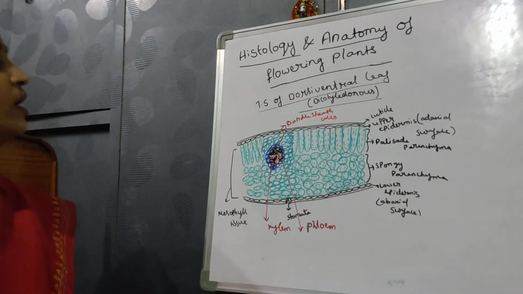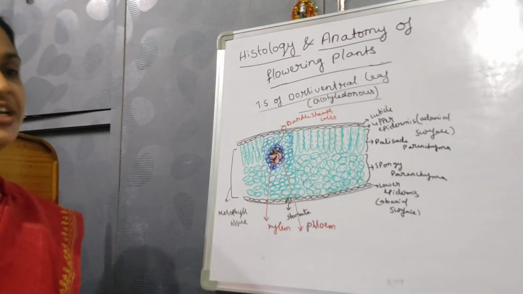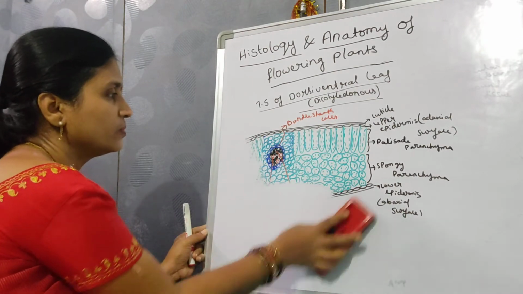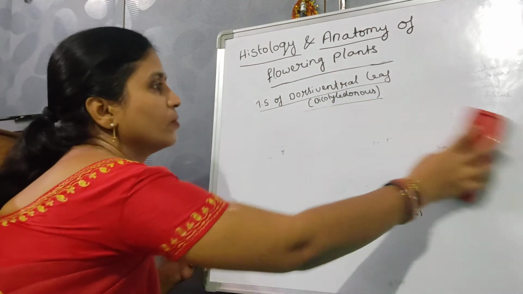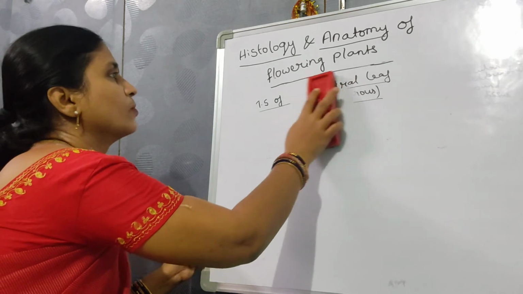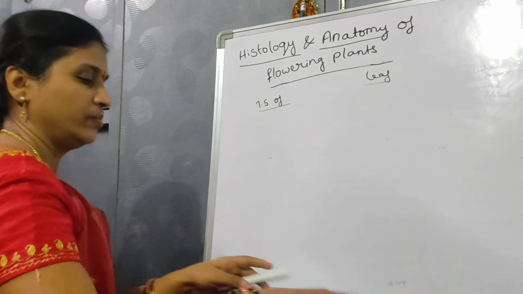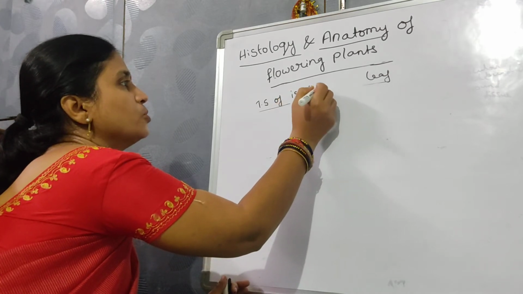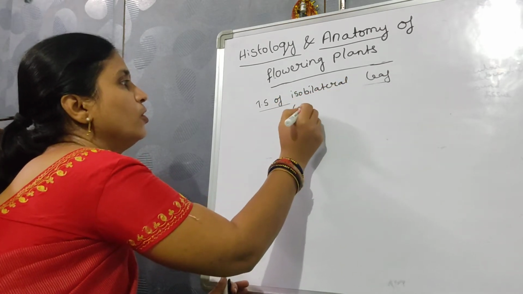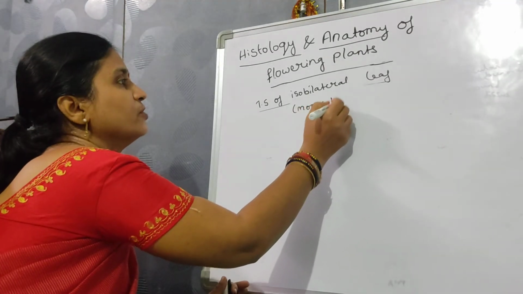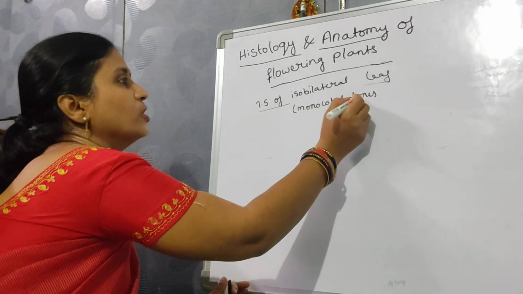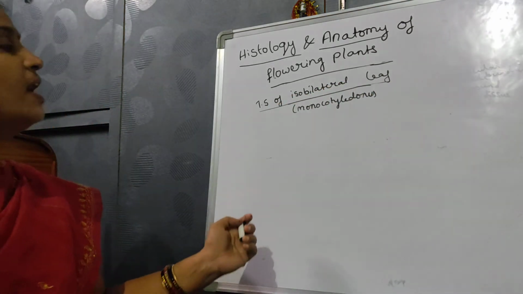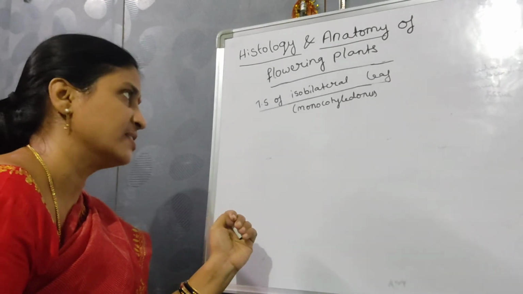Now moving on to the monocotyledonous leaf, or you can say isobilateral leaf. So what does it say? The monocots, the plants which bear the seeds having only one cotyledon in the seed, are called monocots or monocotyledonous plants.